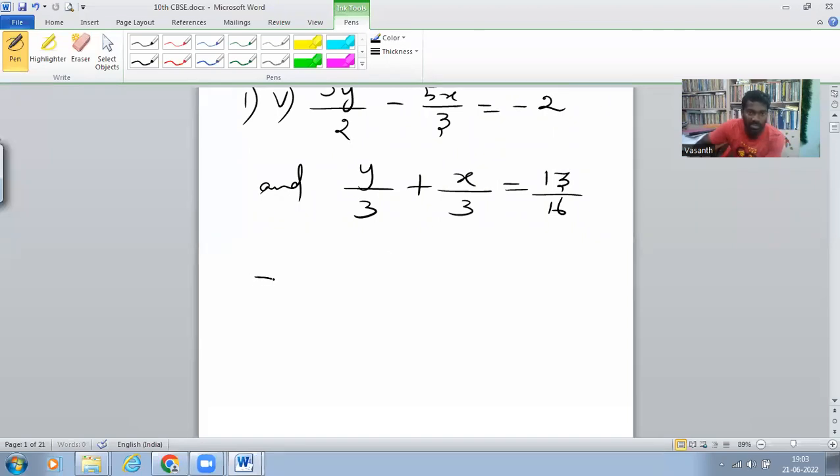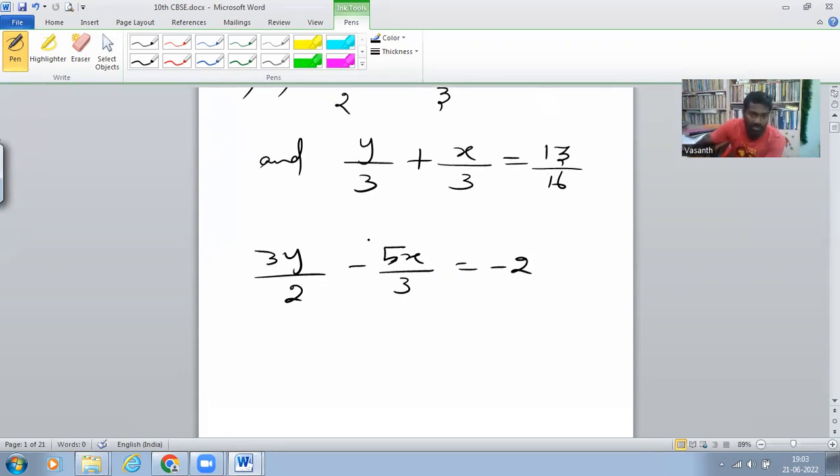So the first equation is 3y by 2 minus 5x divided by 3 is equal to minus 2. In order to take the LCM, we can simply do cross multiplication. This 3 we can multiply with this 3y. What will you get? 3 into 3y is 9y, right? 9y minus, what is this? 2 into 5x. This minus I have written here.